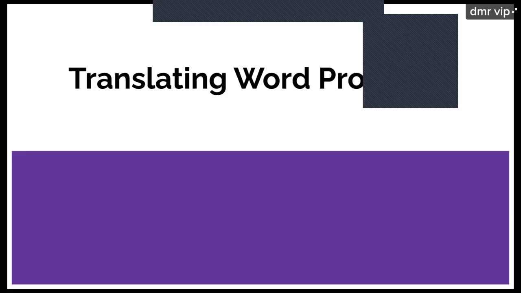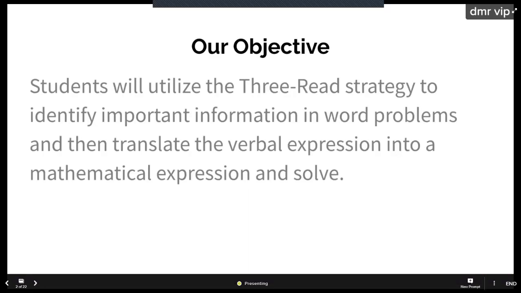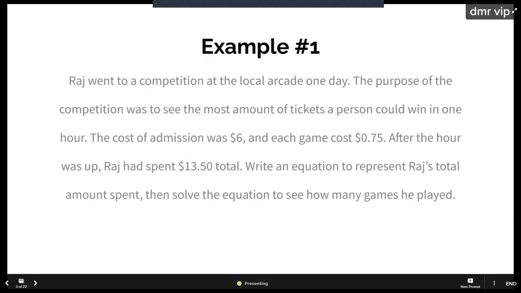All right, so today's lesson is on translating word problems. Our objective: students will utilize the 3-read strategy to identify important information in word problems, and then translate the verbal expression into a mathematical expression and solve. So we'll jump right into it.